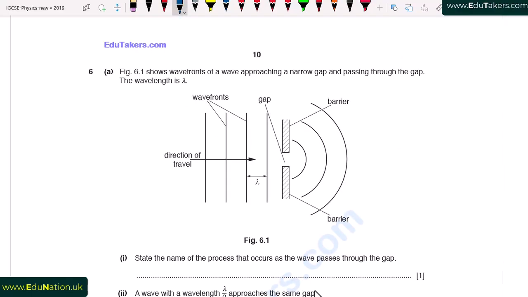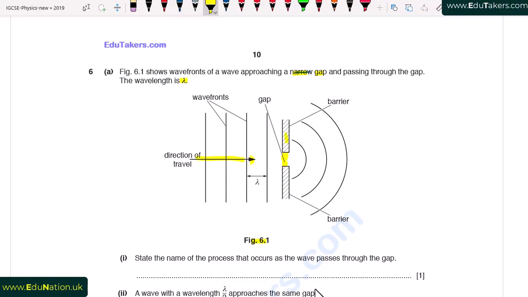Question number 6, Part A. Figure 6.1 shows wave front of wave approaching a narrow gap and passing through the gap. The wavelength is represented by lambda. So here is a figure 6.1. We can see that these are the wavefront and the direction of this travel is from left to right. And this is the narrow gap between the slits. The wavefront at passing through this gap bent into circular shape.